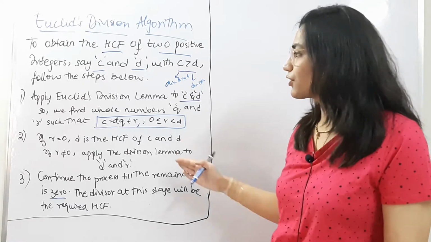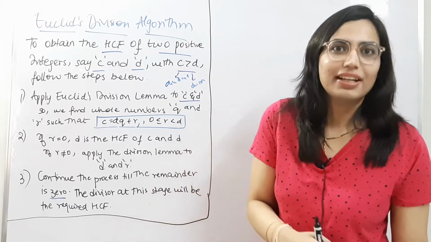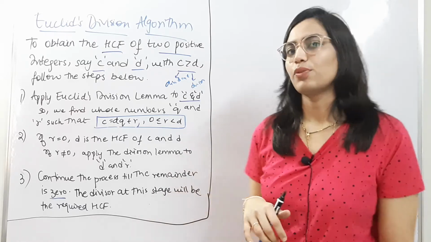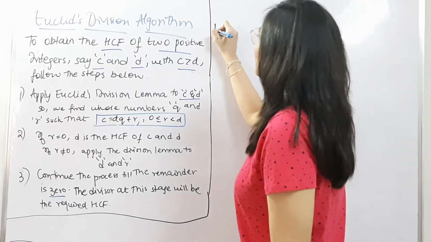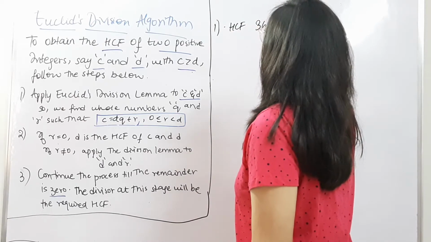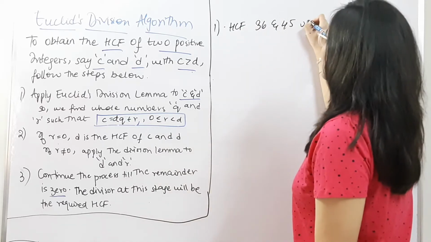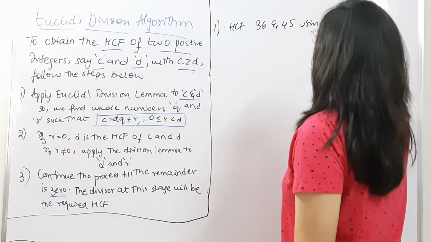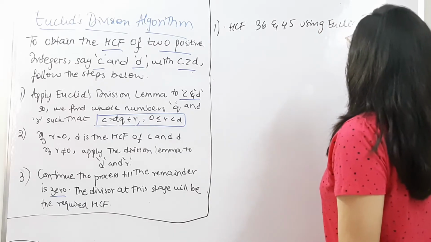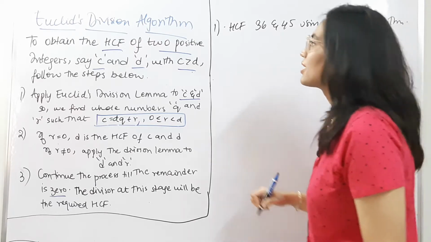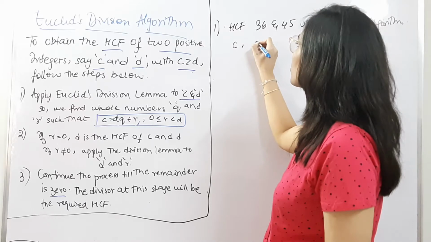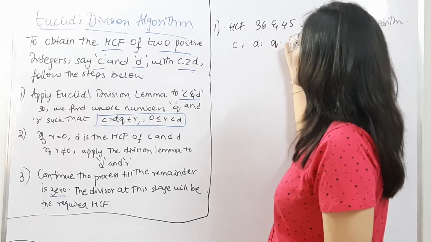Okay, if you are confused by this, we'll try to apply it to two small numbers and then progress our way forward. So, we need to find the HCF of 36 and 45 using Euclid's division algorithm. So, how do we find this? Whenever you get a question like this, the first move is to identify the values of C, D, Q and R.